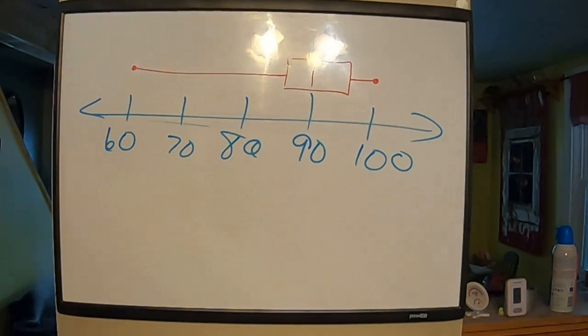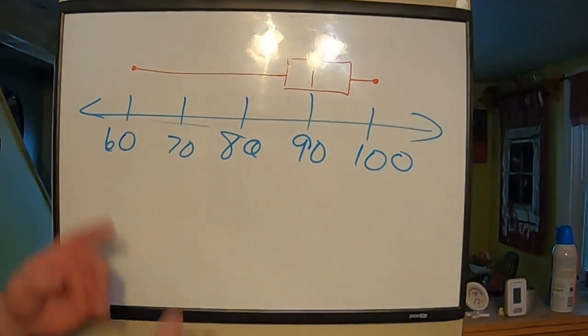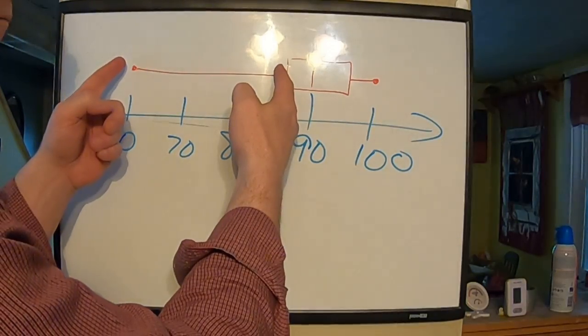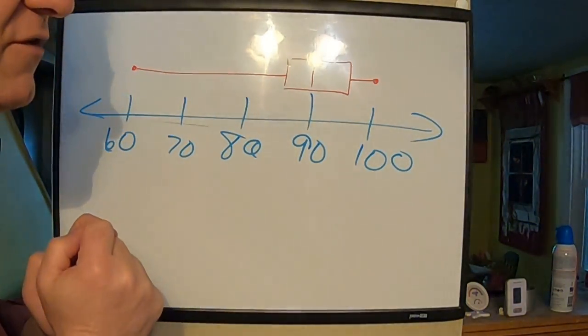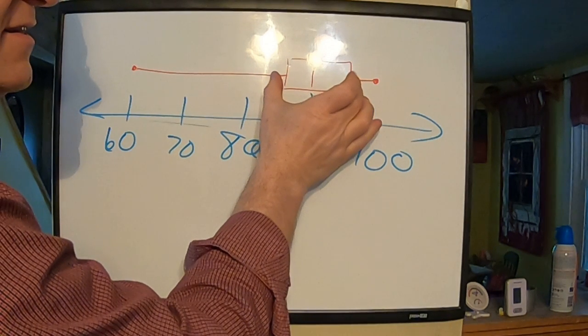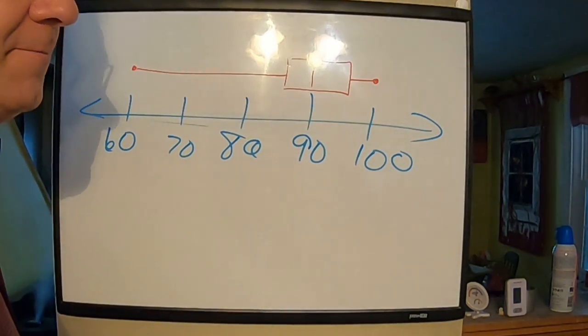So that's the basics of box and whiskers. The focus is on 25%, 25%, 25%, 25%. The middle of the box is the middle 50%.